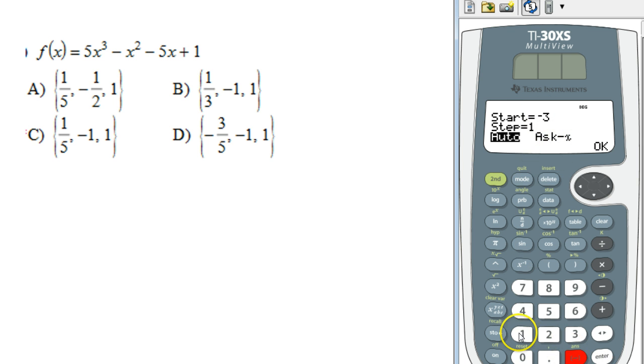Okay, I like to start at negative 10. It rarely goes beyond negative 10. So here I am at negative 10. I'm looking for 0 in the y column as I scroll down. Okay, so here's 1. There's a 0 at negative 1.